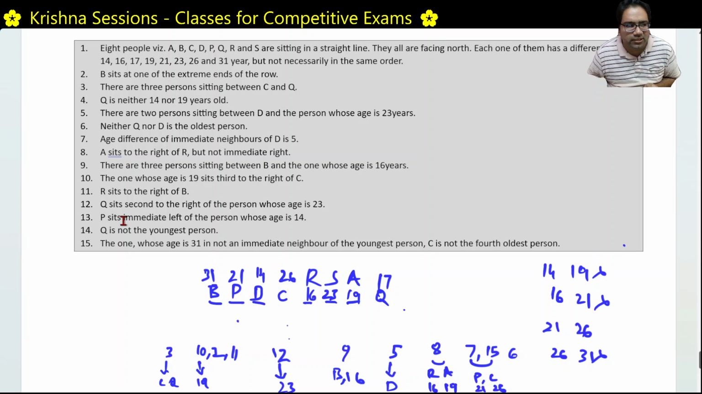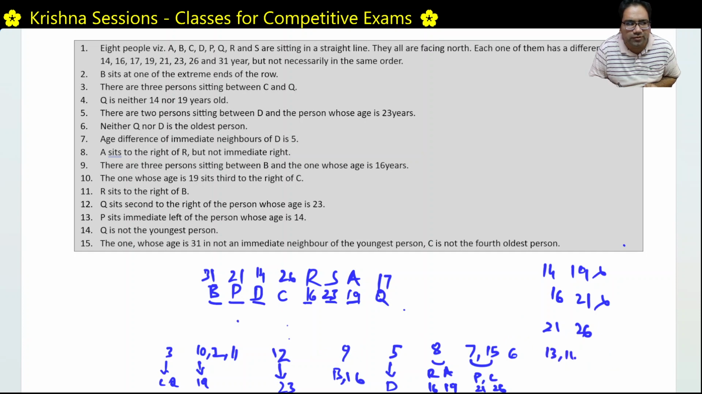We use condition number 13. Condition number 13 also we have used, right? T sits immediately to the left of the one whose age is 14. Condition number 13 we have used. And 13 and 4 we have used together. We did not mention it here. So 13 and 4 also we have used.